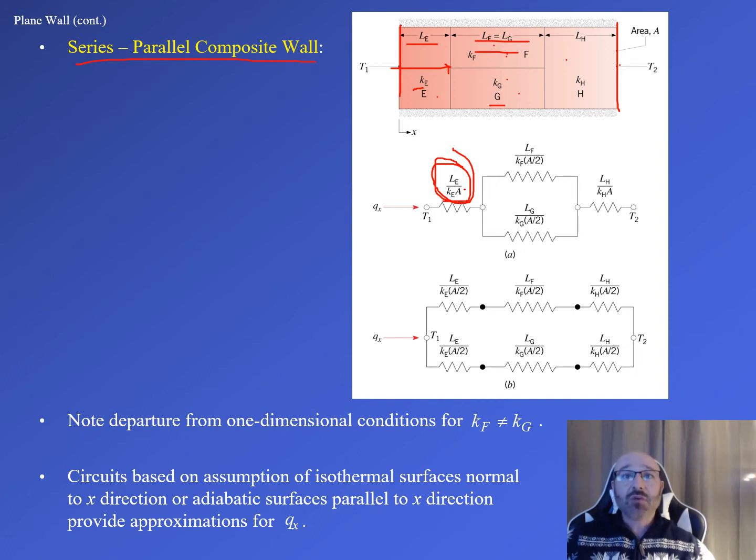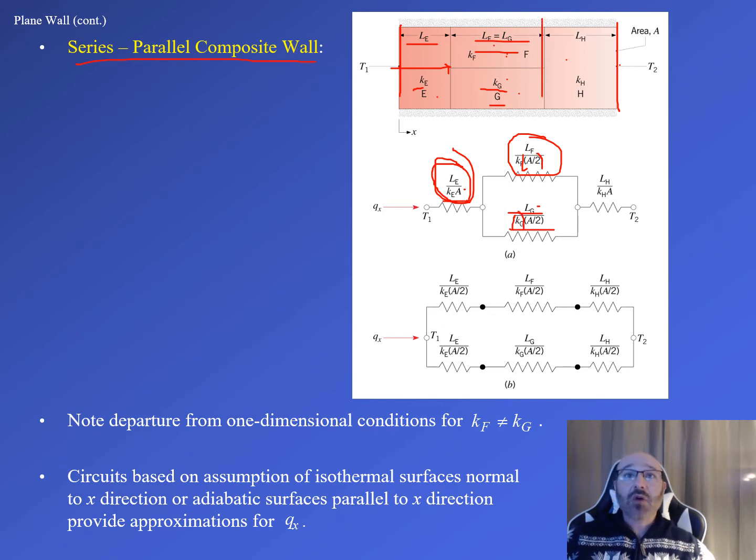And now you can see we put these right here, where on top we have L sub f over kf times A over 2. So this is A over 2, and you're dividing that area between the two of those. That's what's important as we're dealing with this part of the circuit. And down at the bottom, you still have the L sub g, which is our L sub f still, divided by your thermal conductivity Kg, times that A over 2.